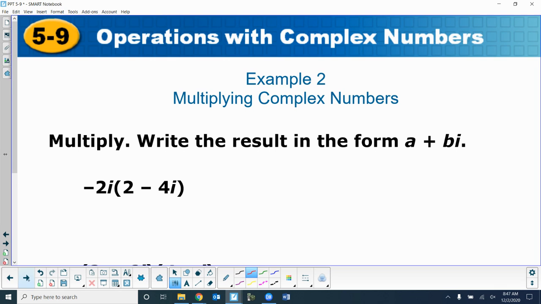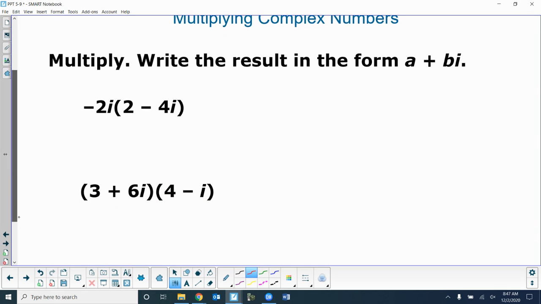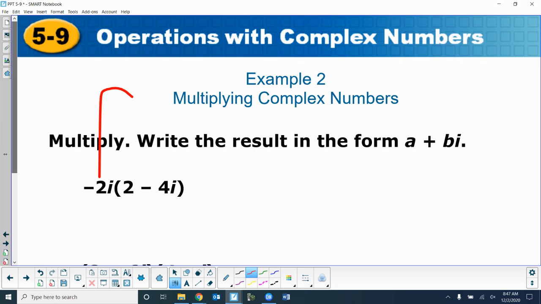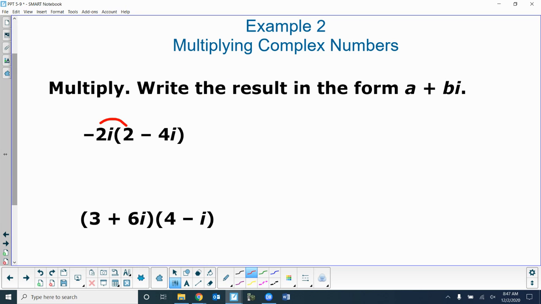All right, so distribute. Go ahead, Kate. -4i plus 2i squared. Good. So there's that i squared. So what happens to that 8? It becomes -8. Here's what I do when I see that. I just cross this out and change the sign.